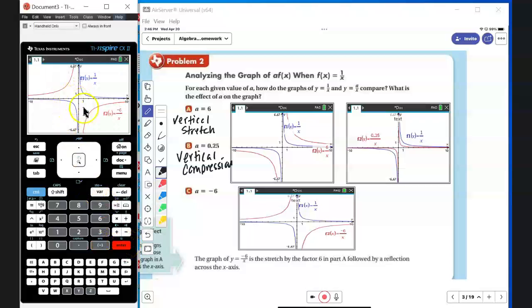You notice the graph is in this direction. They're in quadrant 2 and quadrant 4. So yes, it's a reflection, and it's also a vertical stretch. It's a reflection over the x-axis.